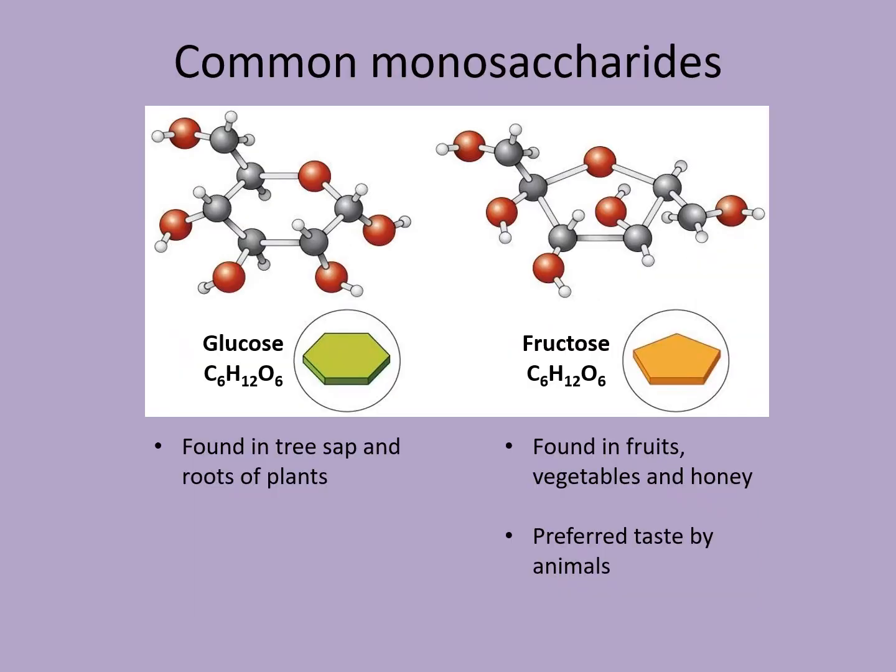Some of the common monosaccharides are glucose and fructose, which are oddly enough both C6H12O6 for their chemical formula, but they're just put together a little bit differently. Glucose is found in tree saps and in the roots of plants, but fructose is found in fruits, vegetables, and honey, and it's the preferred taste by animals, even humans.